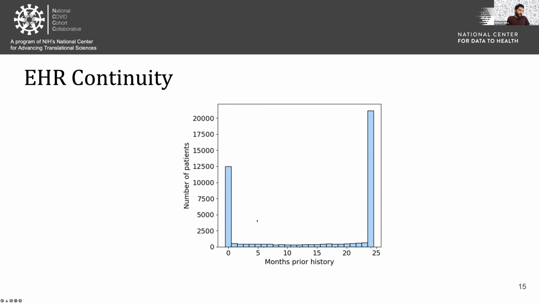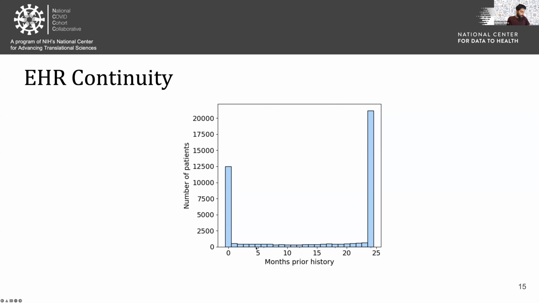Now, there are different ways of characterizing EHR continuity, and this is just one of them. So if you have a different way of looking at this, that's perfectly fine. But here what we have is the distribution of months of prior history. And very specifically, what we're looking at is the earliest date on record that we have a visit for a specific patient with a given data partner. And what you can see here is very interesting. There's a large number of patients that have no months of prior history. So their first recorded visit with a data partner is their COVID-19 related admission.